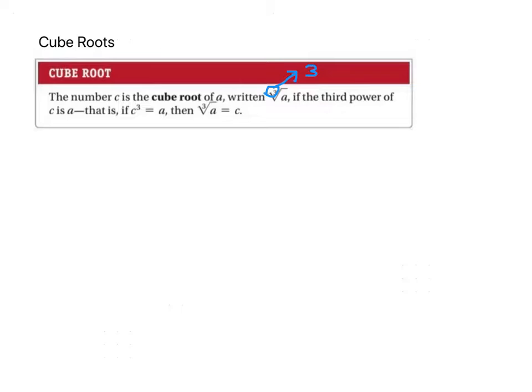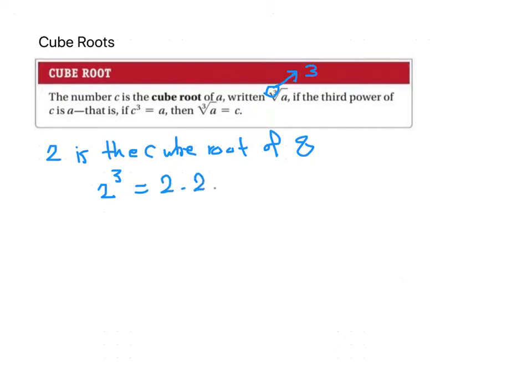If the third power of c is a, that is, if c to the power of 3 equals a, then the cube root of a is c. So 2 is the cube root of 8, because 2 to the power of 3 means 2 times 2 times 2 equals 8.